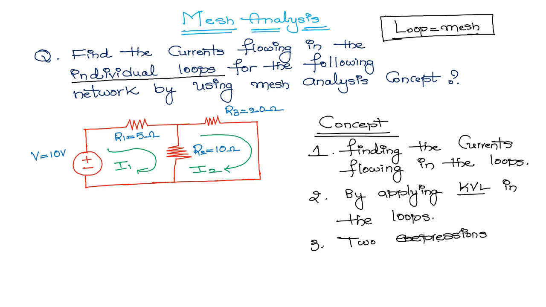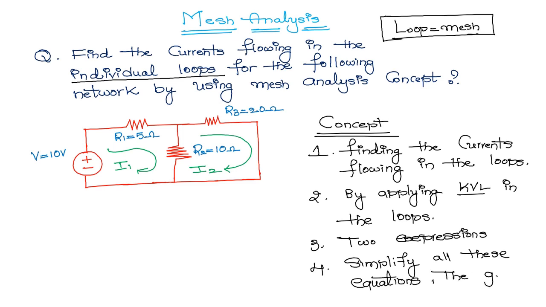After getting the expressions, what is the next step? Just simplify all these equations, then you will get the currents flowing in the loops. Clear? This is the concept we need to follow when we apply mesh analysis in electrical networks.